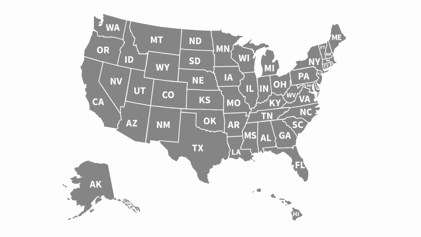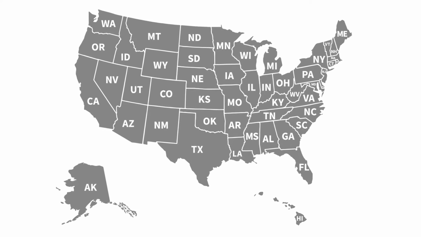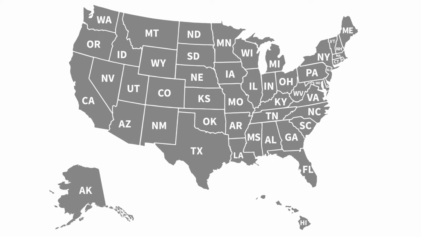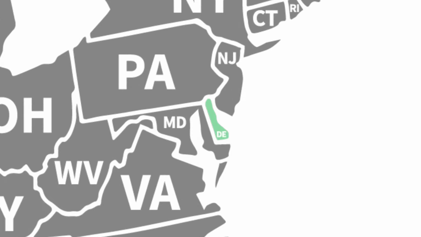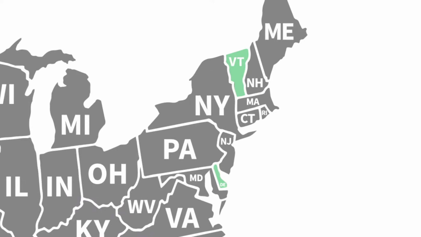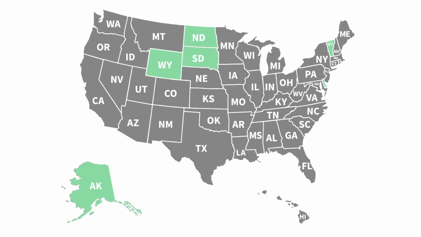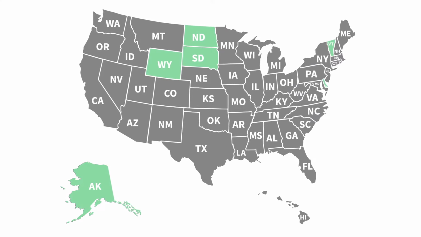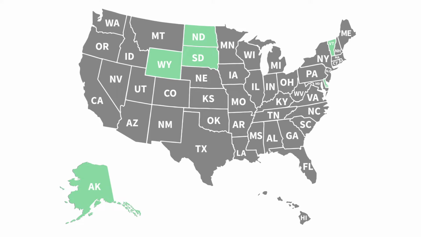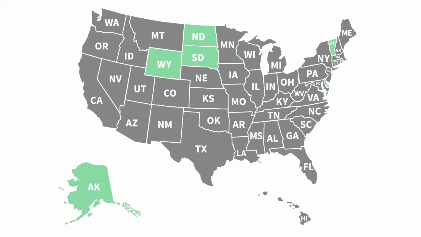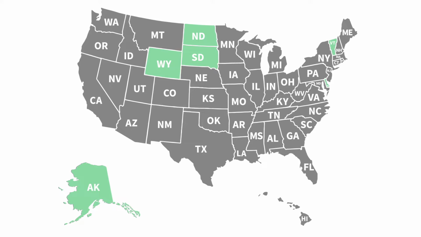Every state is guaranteed at least 1 representative. In fact, there are 6 states that have only 1. They are Alaska, Delaware, North Dakota, South Dakota, Vermont, and Wyoming. As you might guess, those are the least populated states. In fact, as of 2022, there are only 6 states with fewer than 1 million residents.